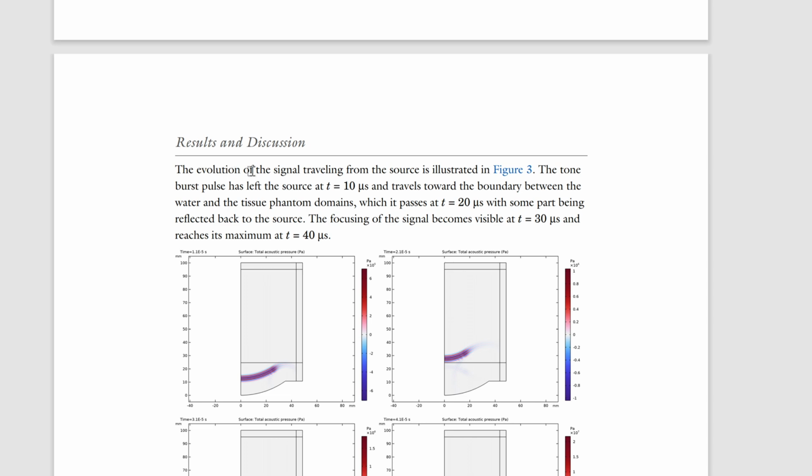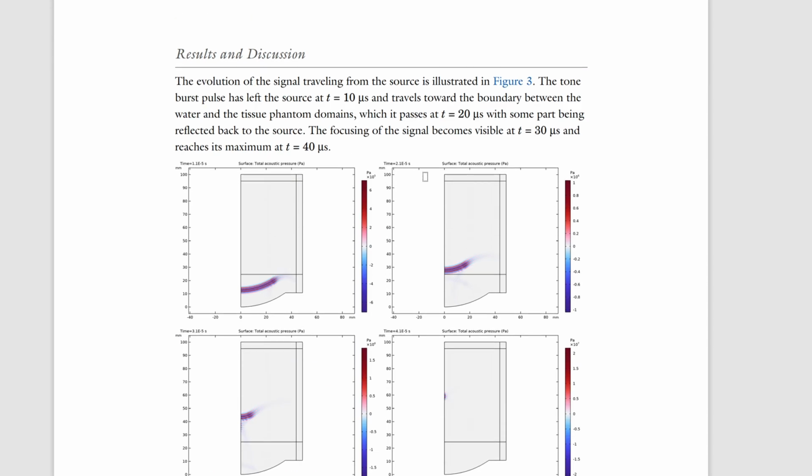The evolution of the signal traveling from the source is illustrated in figure 3. Right here. So the evolution of the signal traveling from the source is here. Okay, I'm trying to find out where initial is, because it looks like these are applied at different locations though. Under, above the line, high above the line.